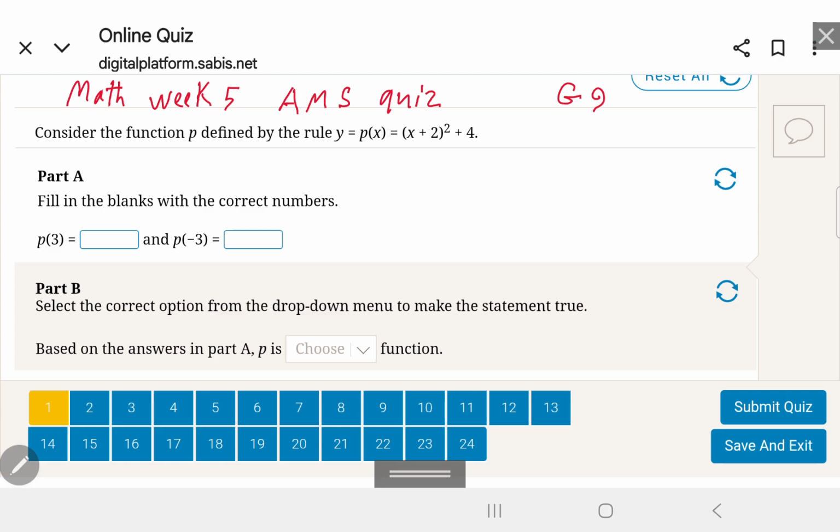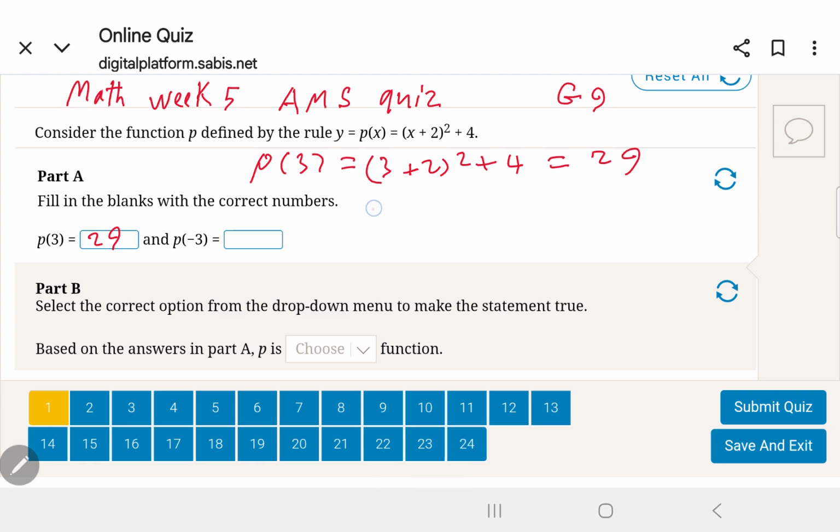So here you are given P of 3. We want to find P of 3, so we have to plug 3 in the original equation. So P of 3 is equal to (3 plus 2) squared plus 4. 3 plus 2 is 5, squared is 25, plus 4 is 29. So here you have to write 29.